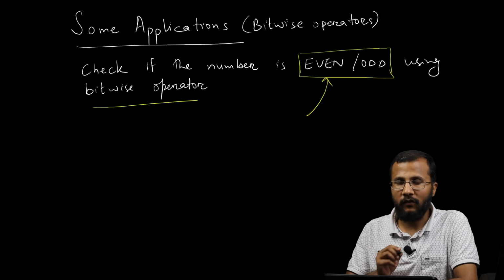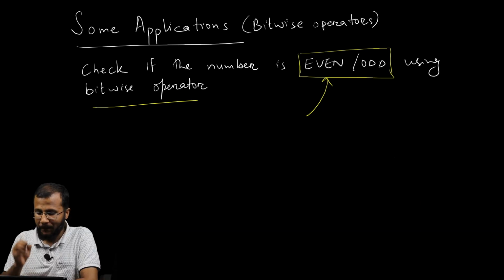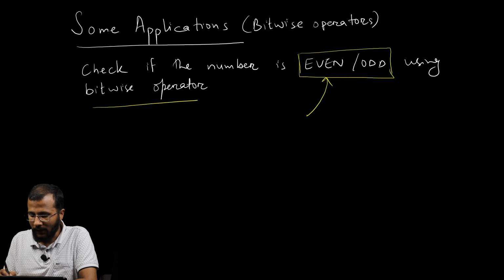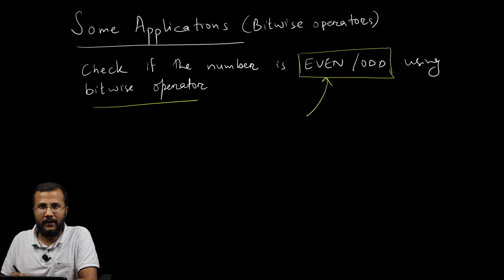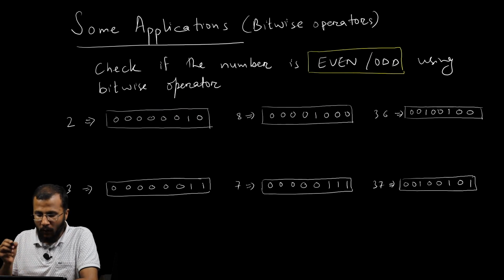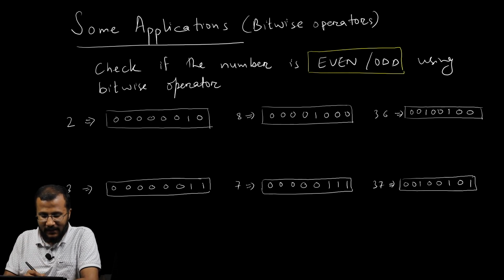Now let's move on to our final example. You're supposed to write a program to check if a number is even or odd. That program should be written using the bitwise operator. You should check if the number is even or not using the bitwise operator. Now let's see how numbers are represented in terms of bits, how even and odd numbers are represented in terms of bits. Let's look at this example.